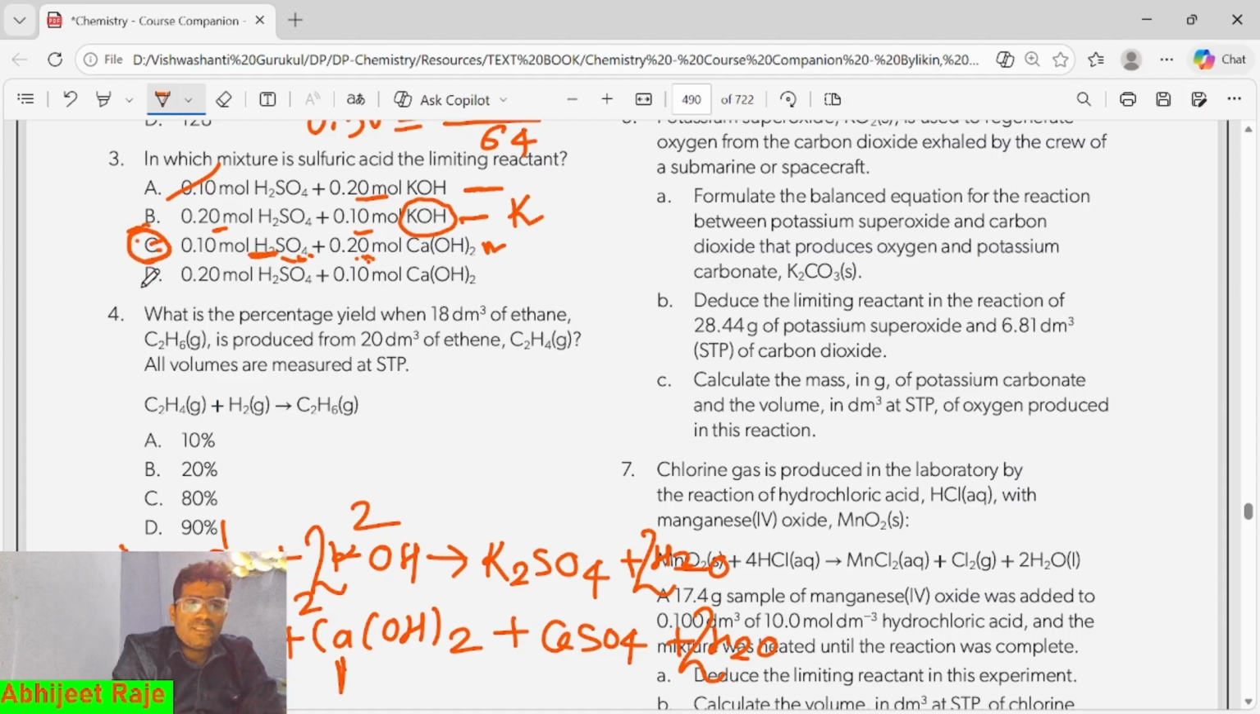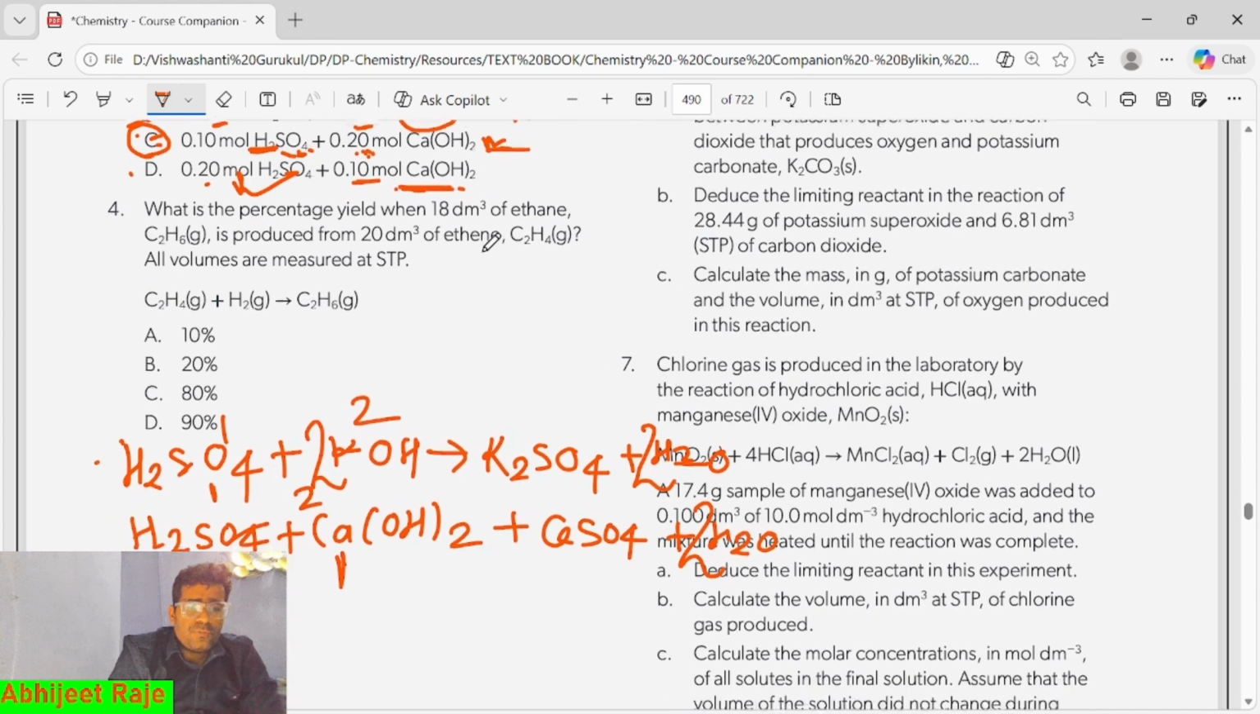But let's check the D also. We have 0.2 mole of H2SO4 and 0.1 mole of calcium hydroxide. Since we have 0.2 mole of H2SO4, we should have 0.2 mole of calcium hydroxide. There is less. So here calcium hydroxide is limiting and H2SO4 is excess. So in D, H2SO4 is excess, but they have asked which is limiting. So only option C is our answer. So H2SO4 is limiting. Now go to the fourth question.